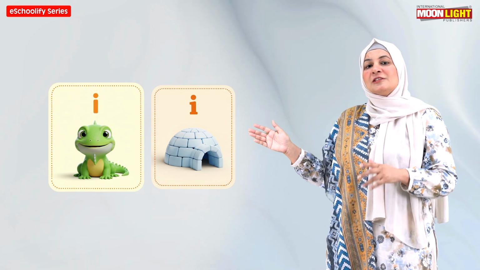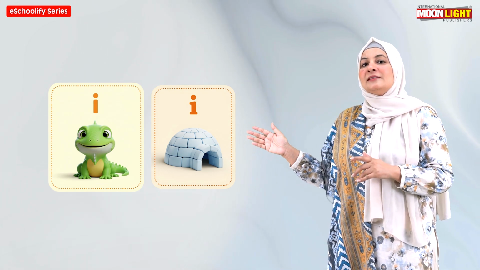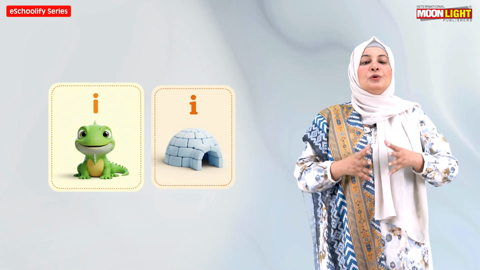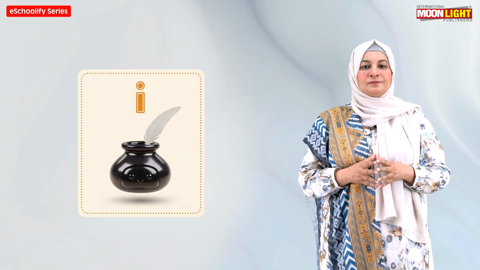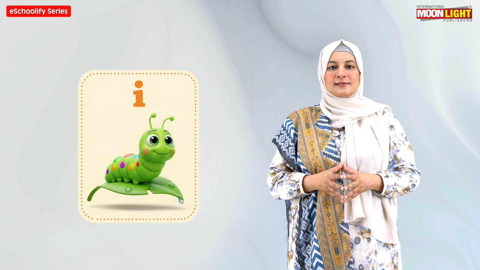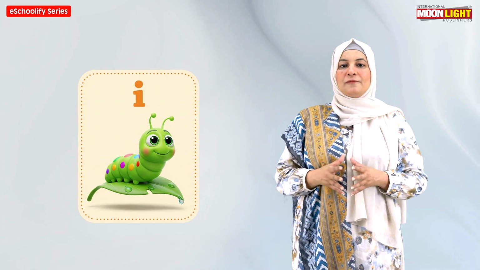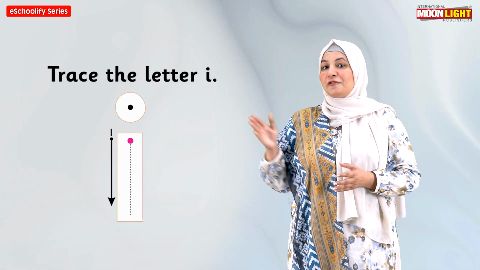First of all, you will make flashcards of different vocabulary words. Here we have just given iguana and igloo. You could add ink pot, inchworm. It's very important to make different flashcards for the students to visualize, to clear the concept of the students about the sound of letter I.